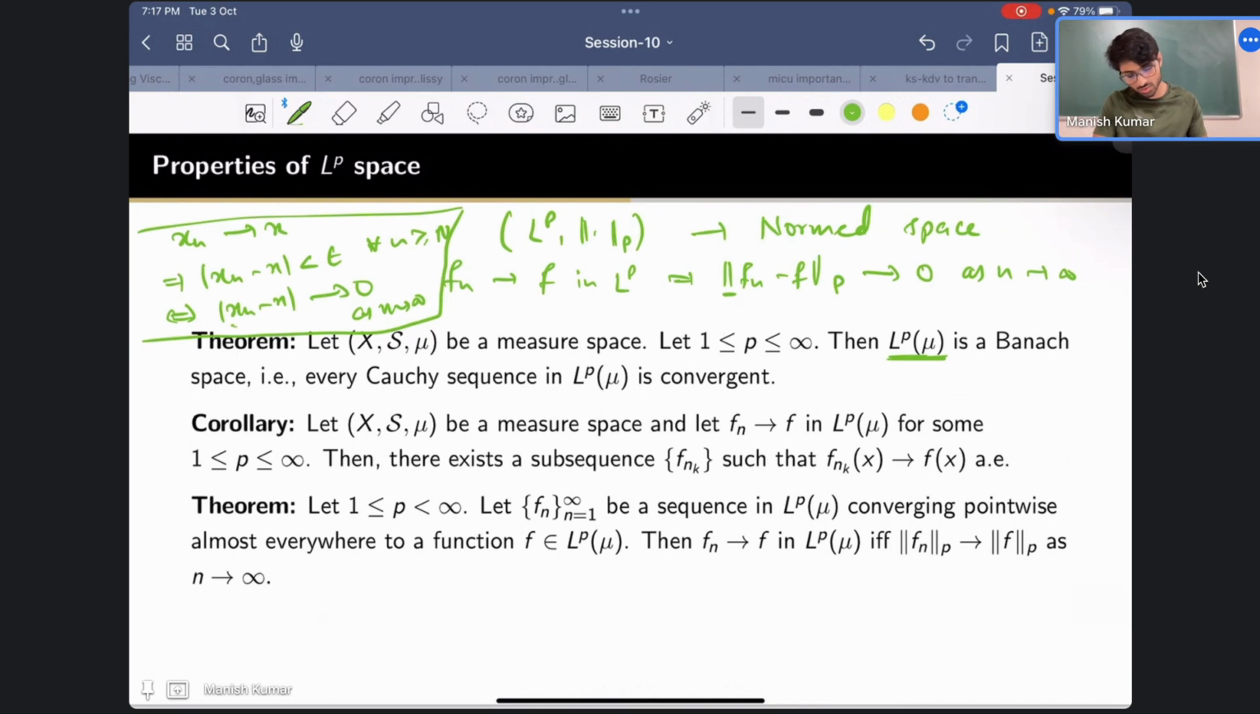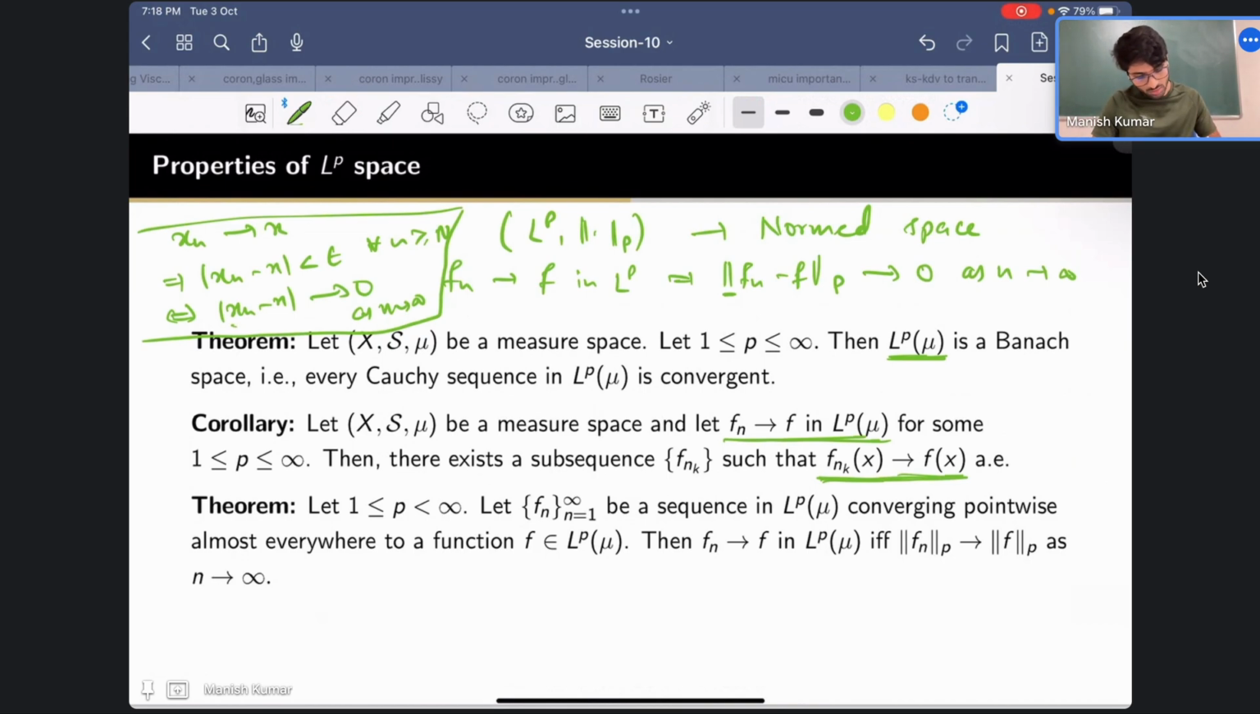So this LP space is a Banach space. That means any Cauchy sequence in LP is a convergent sequence. And if you have Fn converges to F in LP space, then there exists a subsequence of Fn such that Fn converges to F almost everywhere. So if you have LP norm convergence, then almost everywhere convergence is also there.